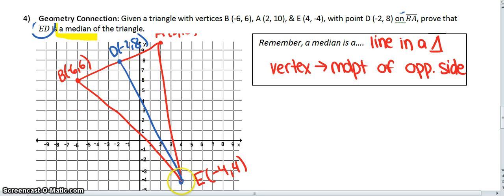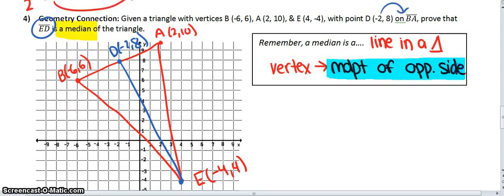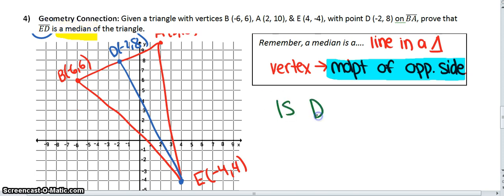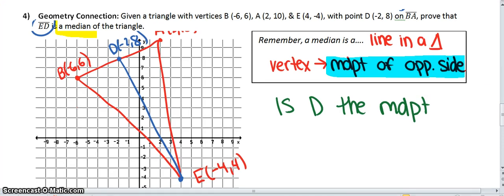So we already know it starts at vertex. In order to prove it's a median, we have to prove that it goes to the midpoint of the opposite side. So really the question is, I'll write this in a different color, that's not a different color, what am I saying? The question is, is D the midpoint of its side? It looks like it is. It looks like it's in the middle of AB. Can we prove it though?